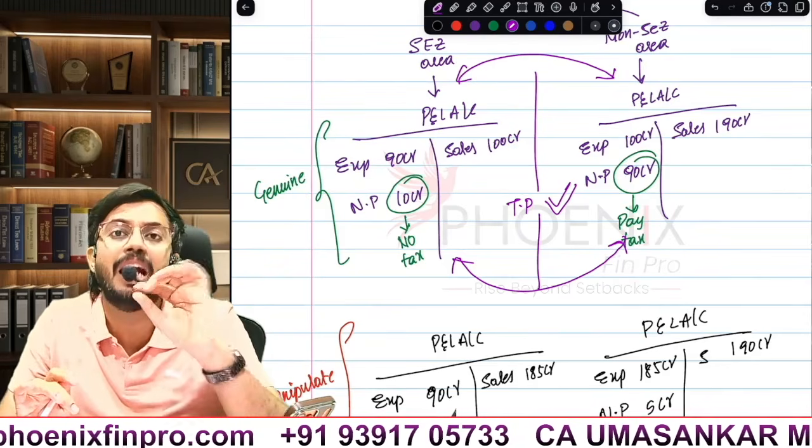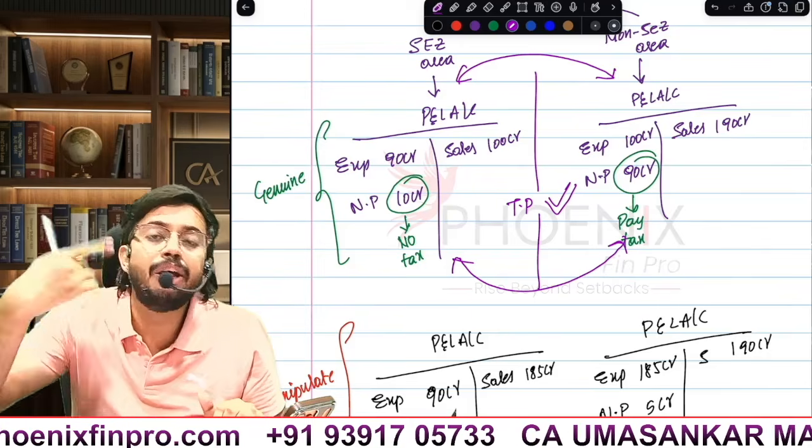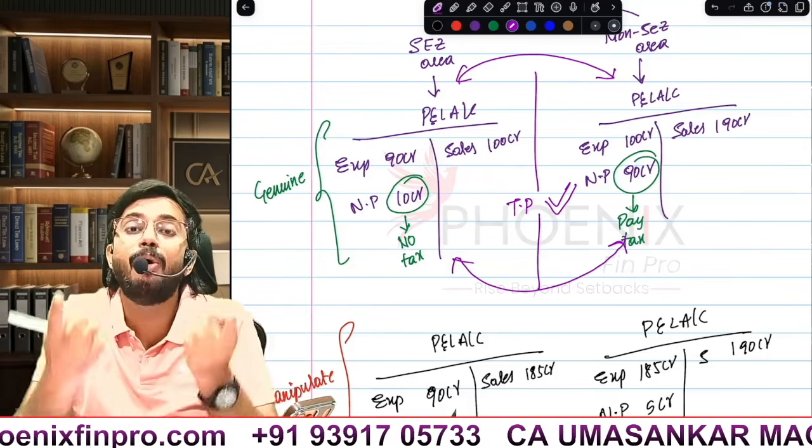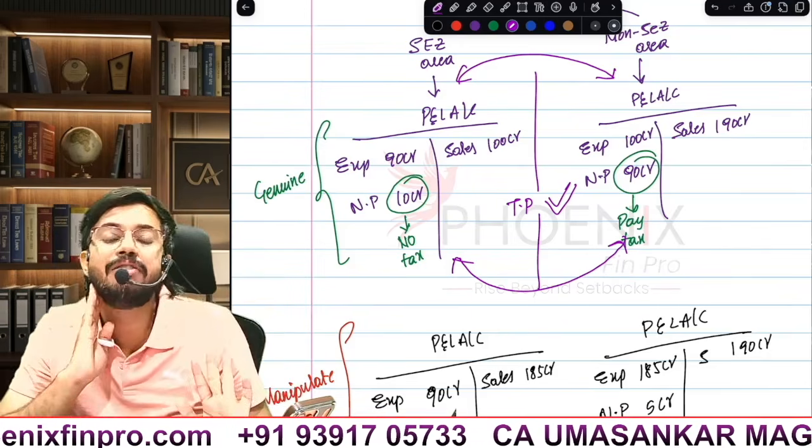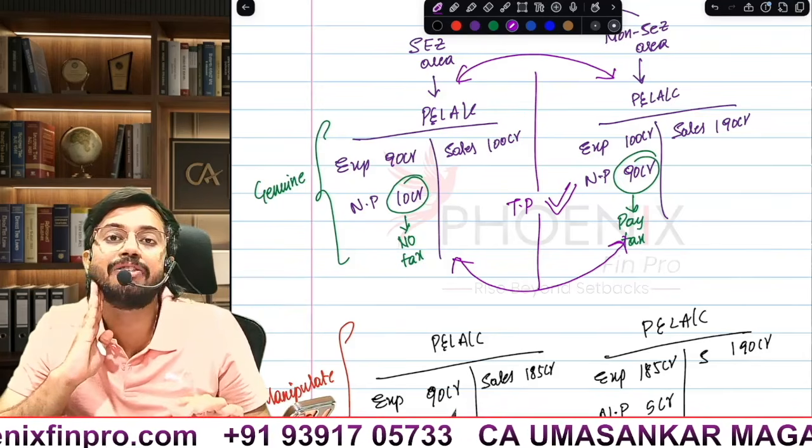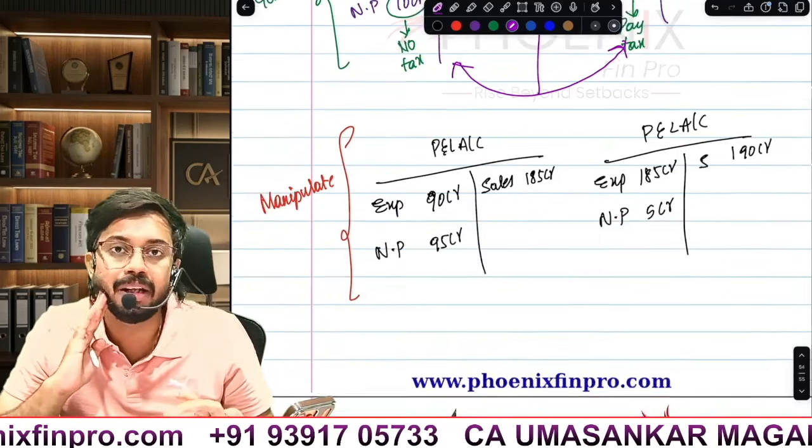But there is one condition. If value of specified domestic transactions are more than 20 crores, then only transfer pricing provisions are applicable. Otherwise, transfer pricing provisions are not applicable. Are you able to understand?